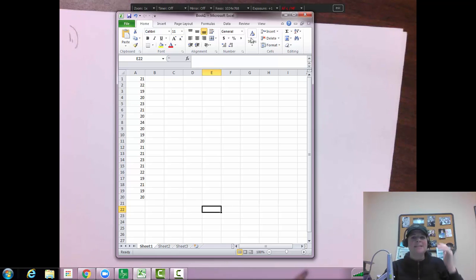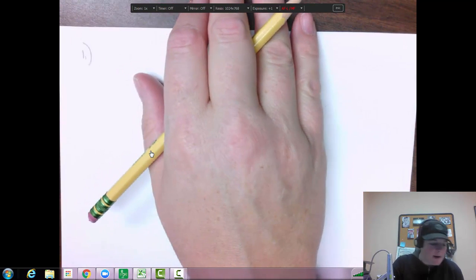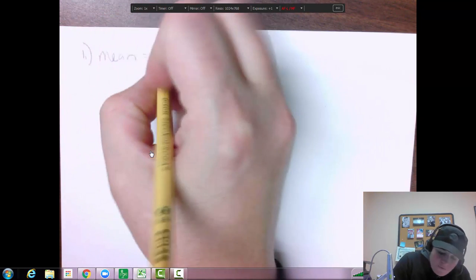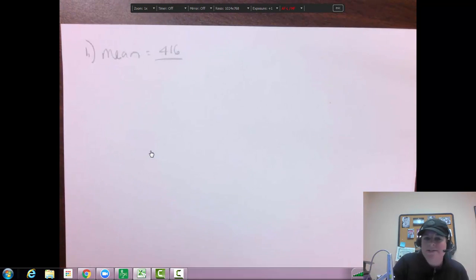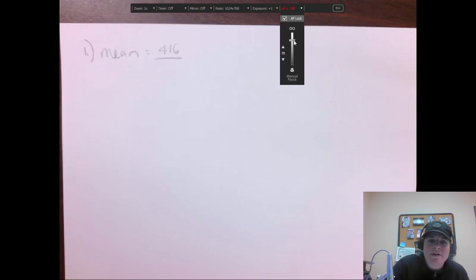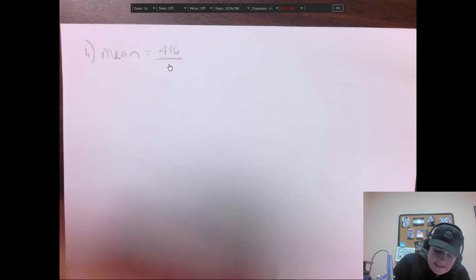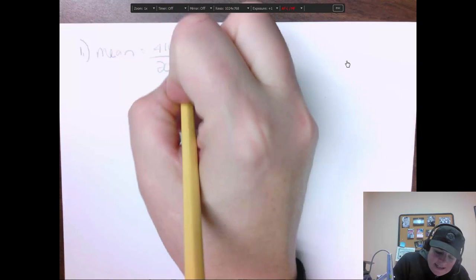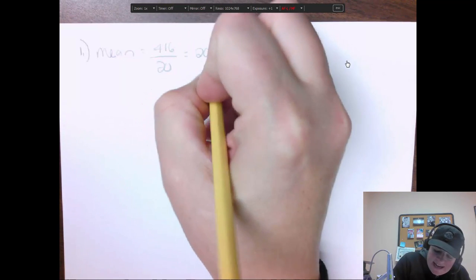So we could easily use Excel to add things. You could use your calculator as well, no problem. Probably just want to do it twice just to make sure you got the right number. So for the mean, we're adding them all up, and we got 416, and we need to divide that by the number of data points that we had. And the number of data that we had in this one was 20. Okay, so there were 20 different data points in that problem. So we divide that out, and we can get our mean as 20.8.